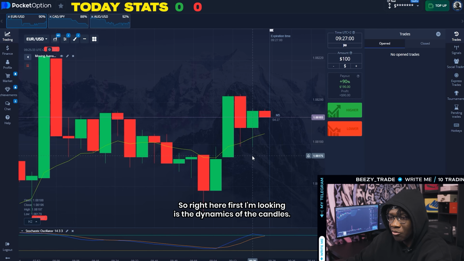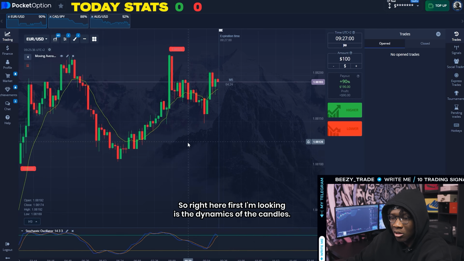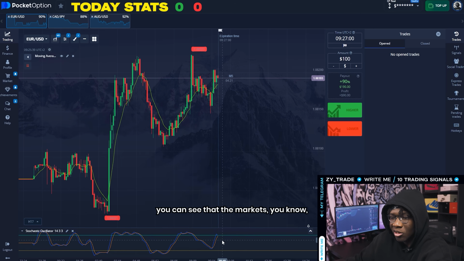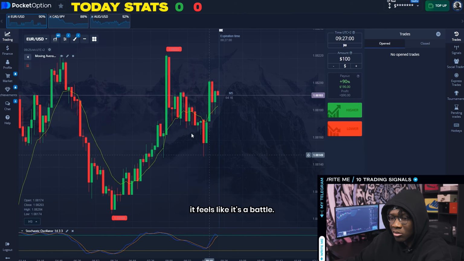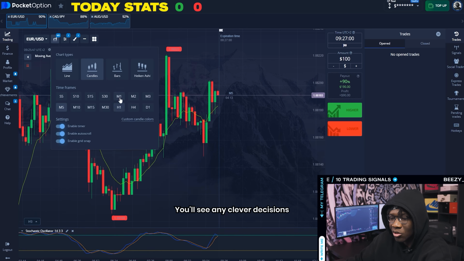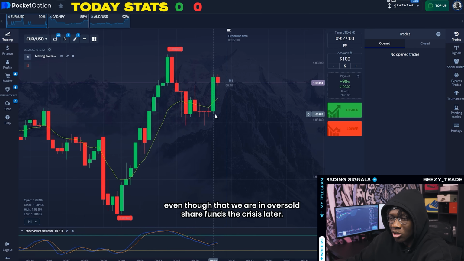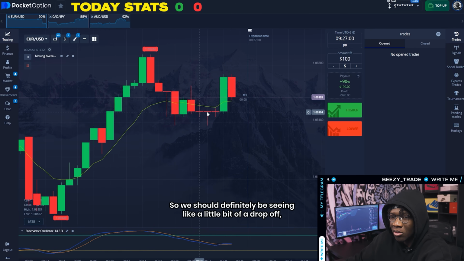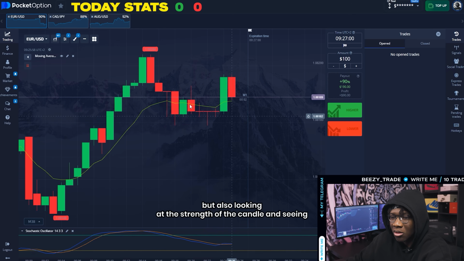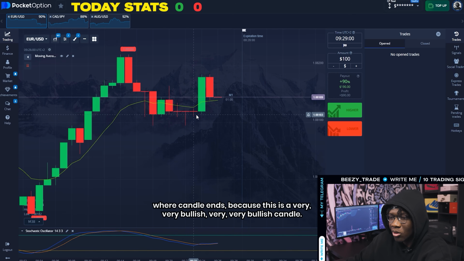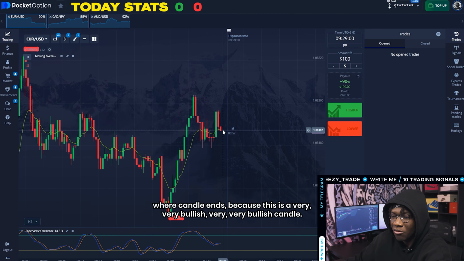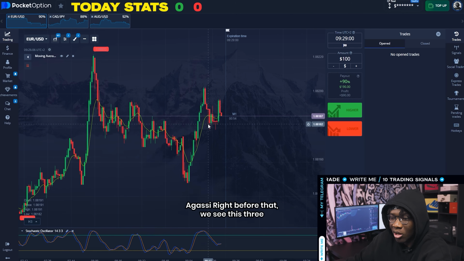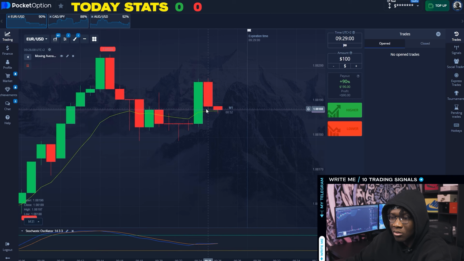So right here, first thing I'm looking at is the dynamics of the candles. We can see that the market feels like it's a battle. We don't see any clear decisions. Even though we are in oversold here, so we should definitely be seeing a little bit of a drop off. But also looking at the strength of the candle and seeing where a candle ends, because this is a very bullish candle. And you can see right before that, we see just 3 shooting stars.